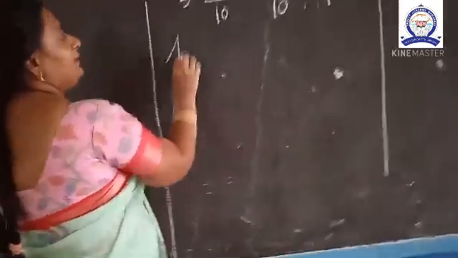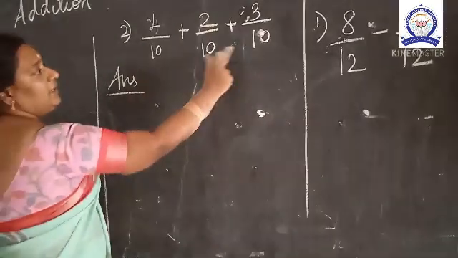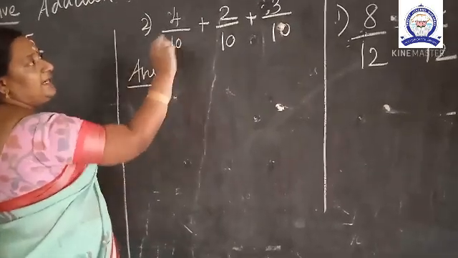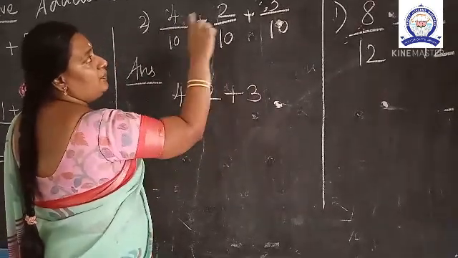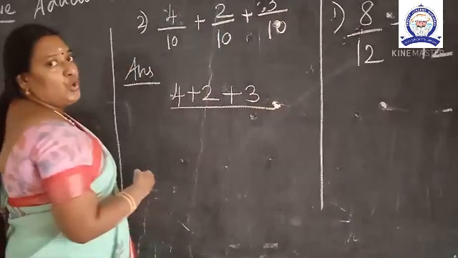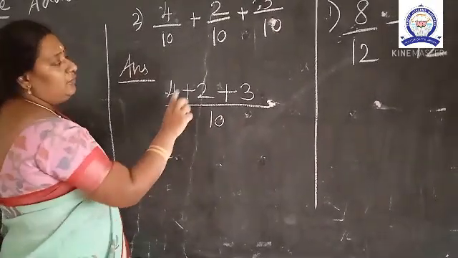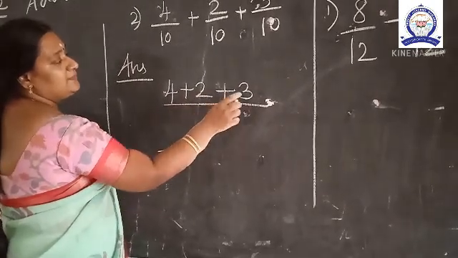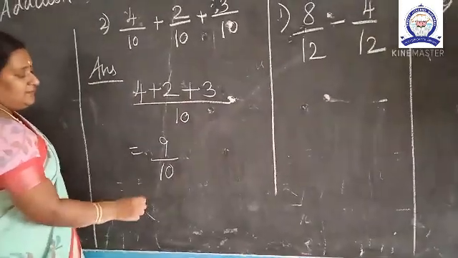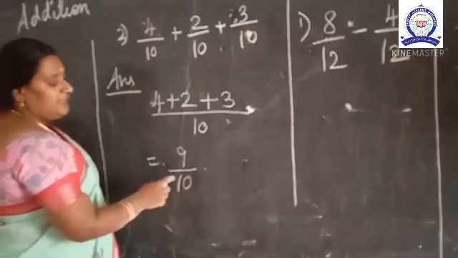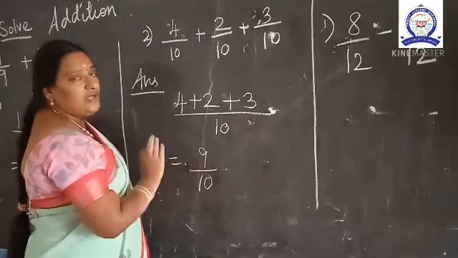Similarly, second sum, what we have to do, 3 fractions, we have to add 3 fractions. The denominator numbers are same. So what we have to do, add the numerator 4 plus 2 plus 3, divided by the whole divided by 10. You write the denominator same one time. Okay, now you add 6 plus 3 is 9 by 10. Now 9 is odd number, 10 is even number. We cannot cut using multiplication table. Same table la cut panna mudiyadhu. So this is your answer.